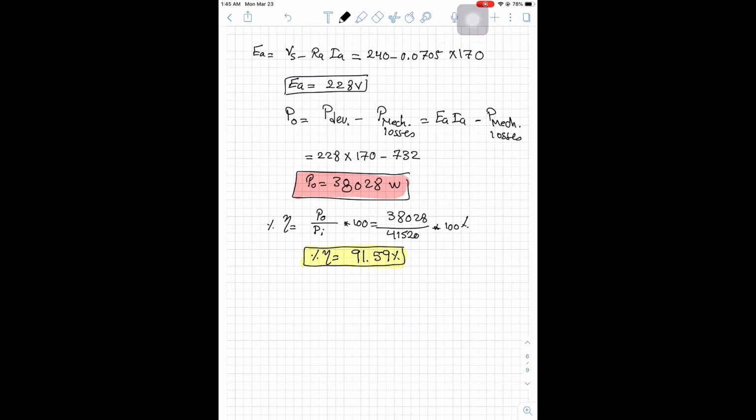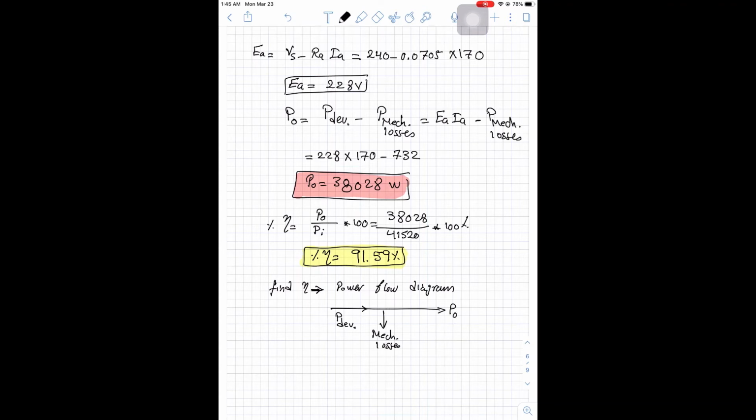Whenever you are asked to find the efficiency, you need to go through the power flow diagram. You can jump in the power flow diagram by starting at the developed power and then subtracting the mechanical losses. Now you have your P output.